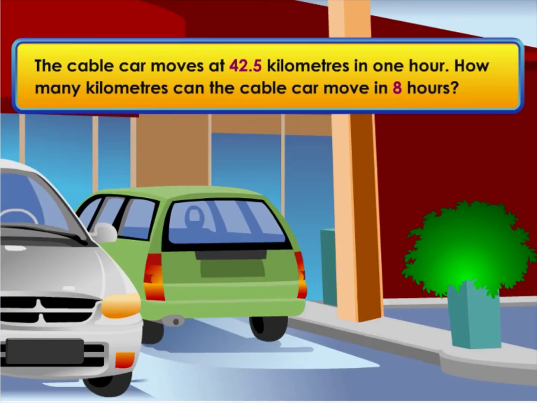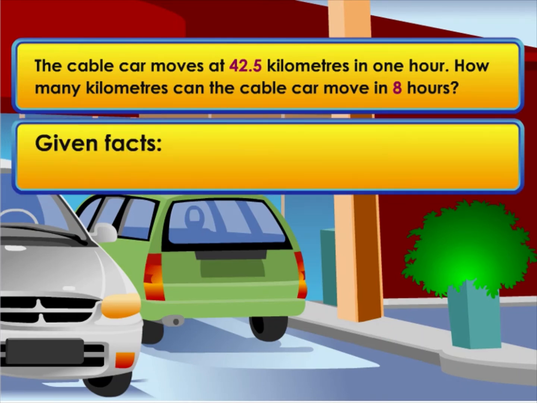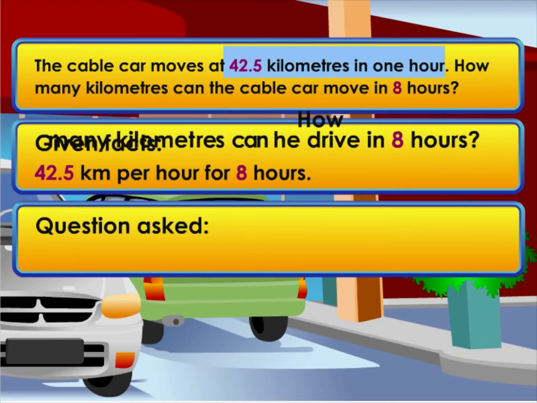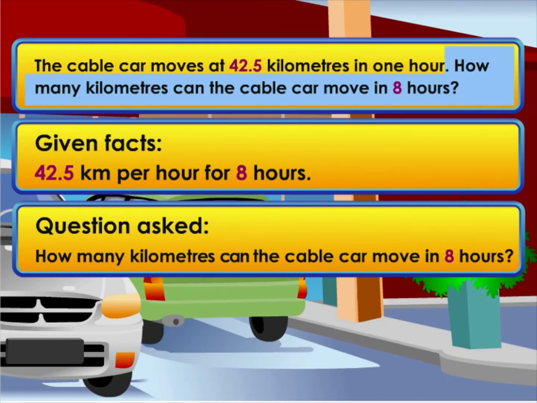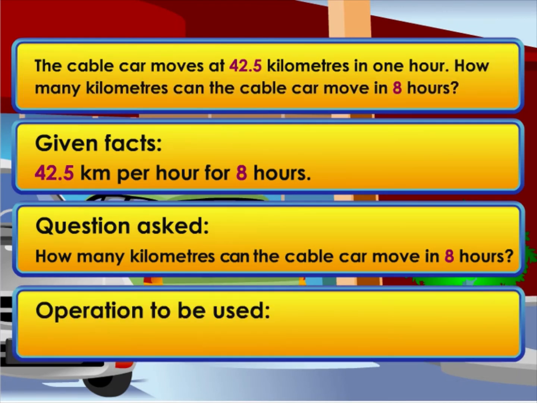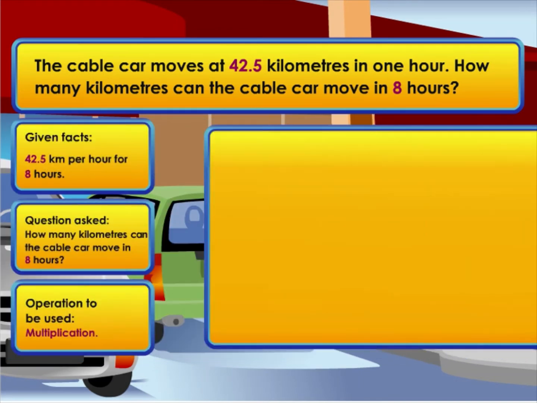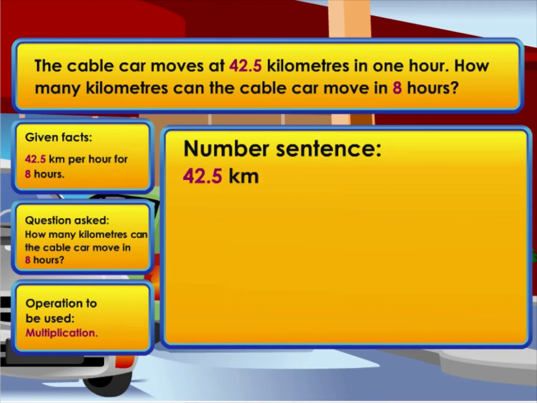The cable car moves at 42.5 kilometers in 1 hour. How many kilometers can the cable car move in 8 hours? Let's find out. Step 1. Gather the given facts. 42.5 kilometers per hour for 8 hours. Step 2. Write down what is asked in the problem. How many kilometers can the cable car move in 8 hours? Step 3. What operation is to be used? Multiplication. Step 4. Write the number sentence. 42.5 times 8 hours.